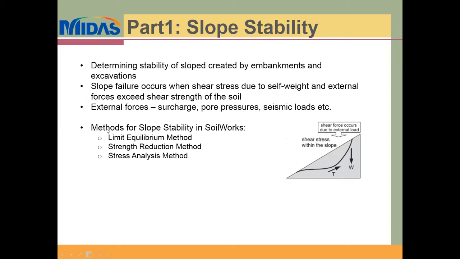So the methods for the analysis of slope stability are of 3 types. The first one could be the limit equilibrium, then the strength reduction method, and then the last one is the stress analysis method. So these two are the finite element based.